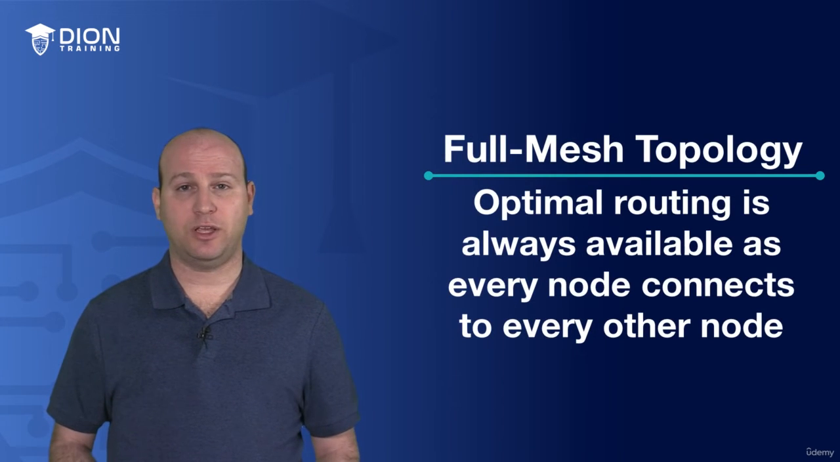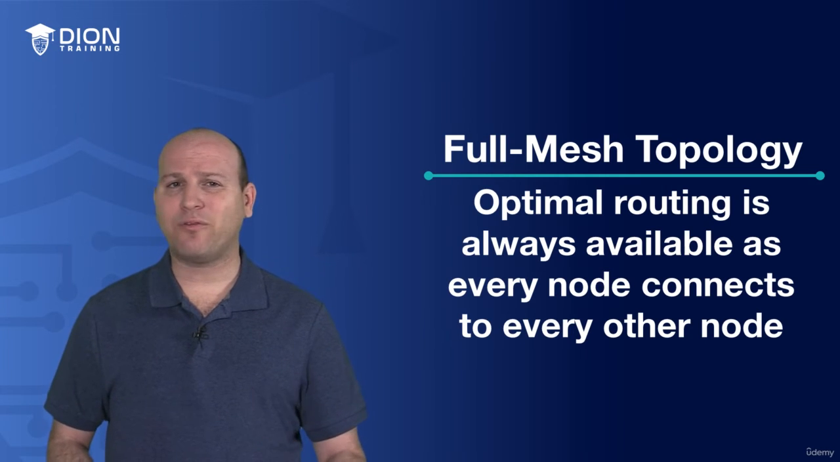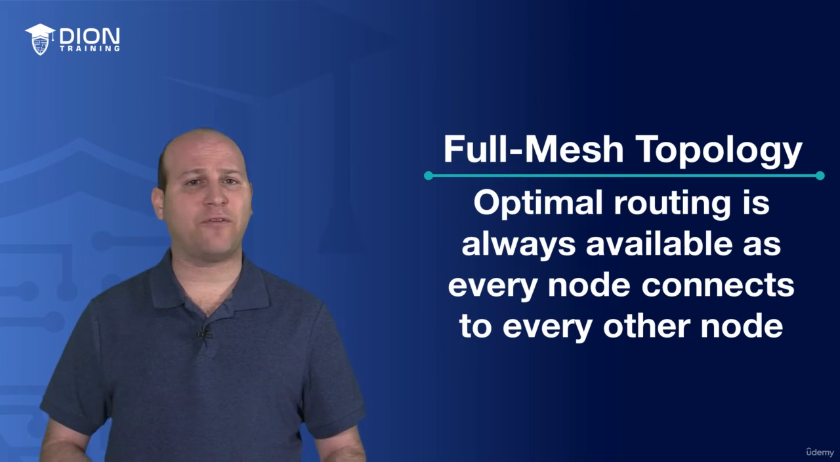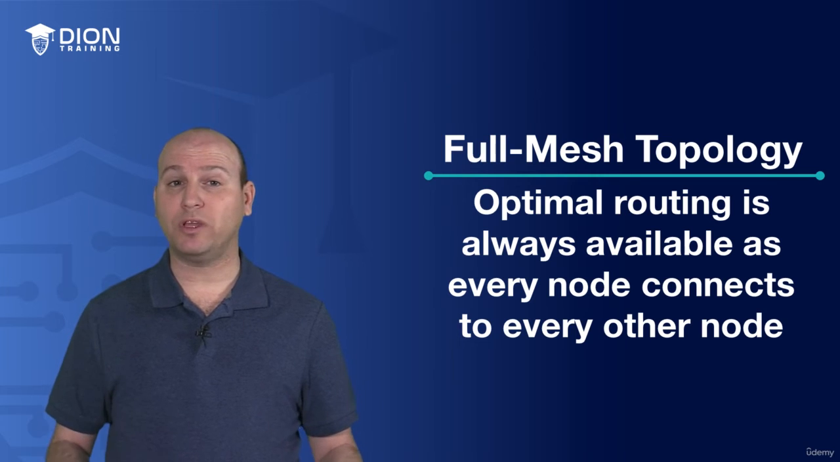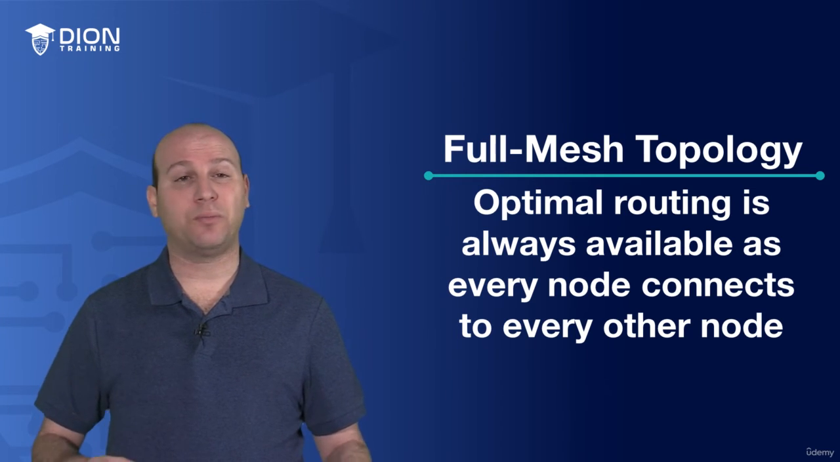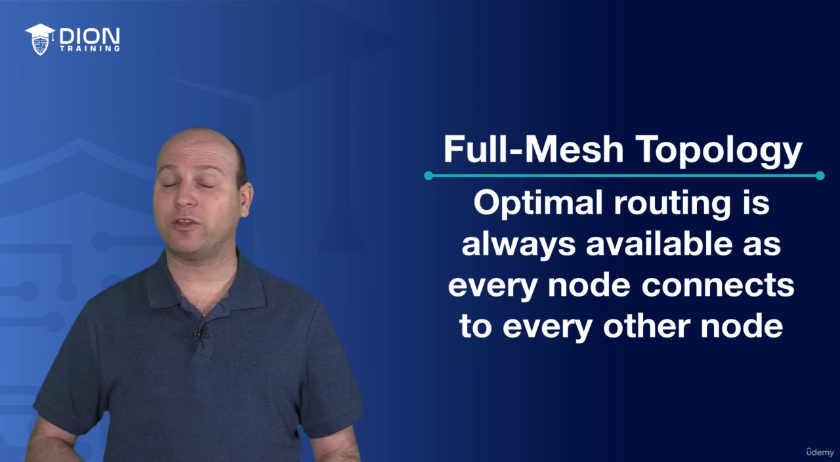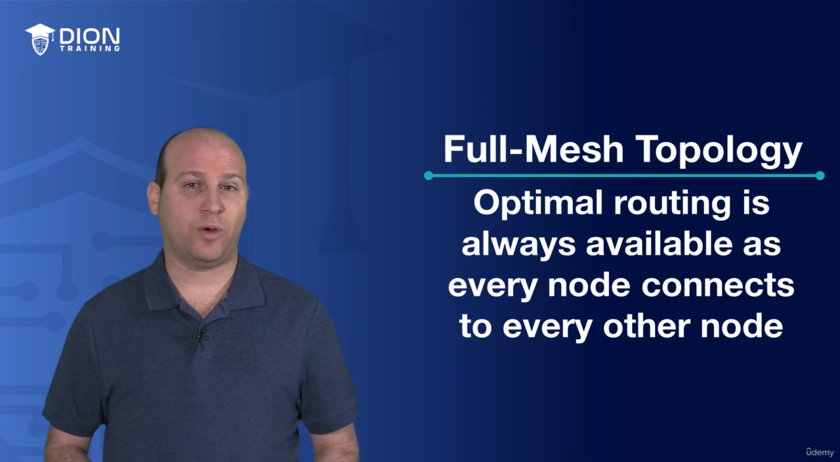full mesh topology. Now, full mesh is awesome when you talk about redundancy. Every single node or device is connected to every other node or device. This works really, really well if you have a small network, 2 or 3 machines. But as I start increasing the number of machines, it gets pretty crazy pretty quickly. Optimal routing is always available when you're dealing with full mesh because every machine can go direct with one jump over to the machine they want to get to.